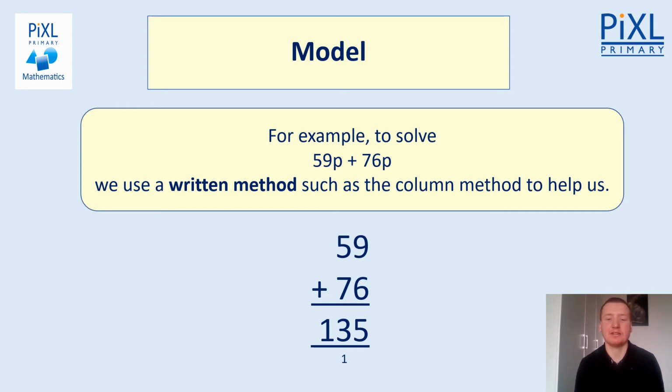9 adds 6, so 9 in your head. 9, 10, 11, 12, 13, 14, 15. So 15, but we need to exchange, so we put the 5 in the ones column, and then we exchange that little one to the tens, just to remember to add it to that tens column.